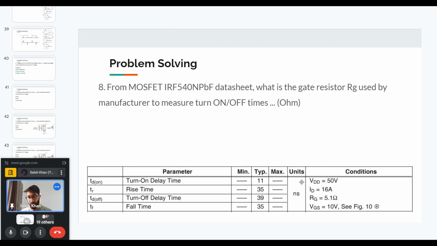So there is a VDD, which is basically the DC bus, and there is the drain current. Again, this will be some kind of a double pulse test setup, similar to that. So we have a DC bus, we have a drain current, and they give the gate resistance RG, and they also provide the gate to source voltage. So the question is basically asking what this RG is, and the RG here, if we see from the datasheet, is 5.1 ohm.